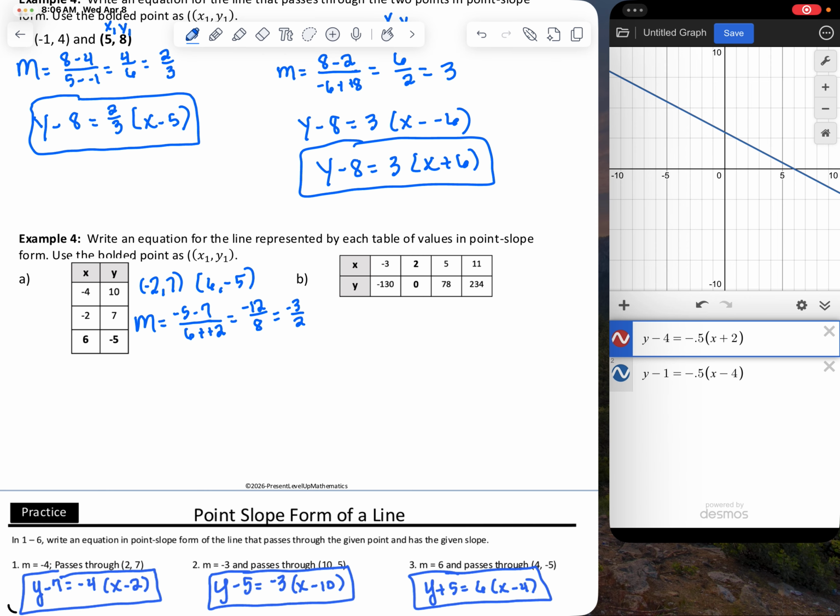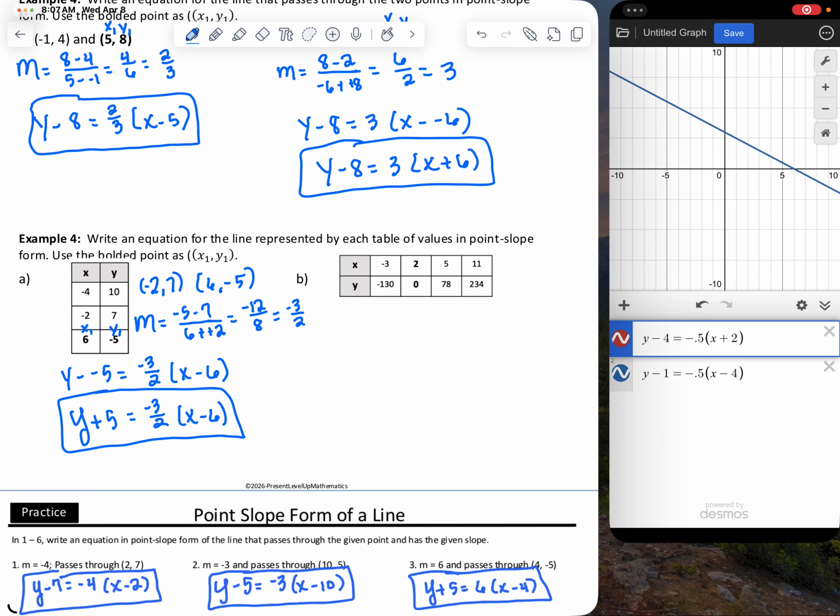Now, they wanted us to use the bolded point, so this would be x1 and this would be y1. So y minus y1 equals negative 3 over 2 times x minus x1. Then simplify to y plus 5 equals negative 3 over 2 times the quantity x minus 6. All right, pause the video and try problem B on your own.